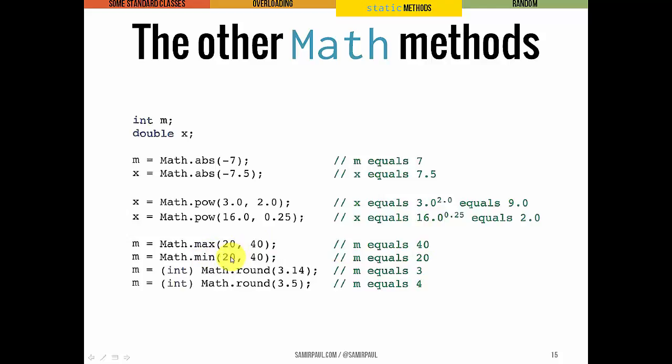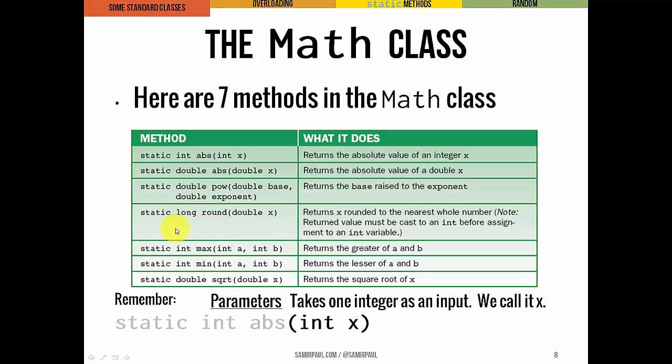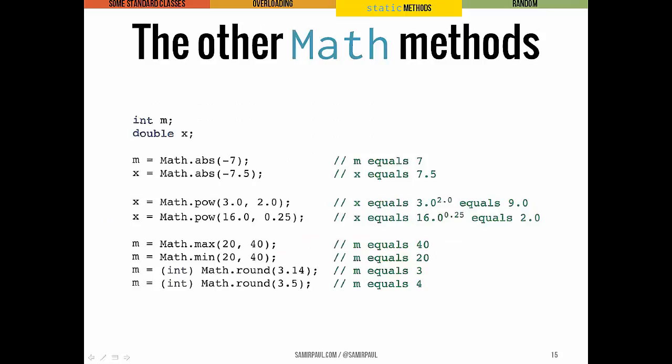So here, min of 20 and 40, 20 gets stored into m. Now, when we use the round method, if you go back to the method signature, round actually returns a data type called long. We haven't talked much about long, but basically all we need to know is that in Java, ints are 32-bit integers and longs are 64-bit integers. So that means that this method, round, takes in a double input and it returns a long.